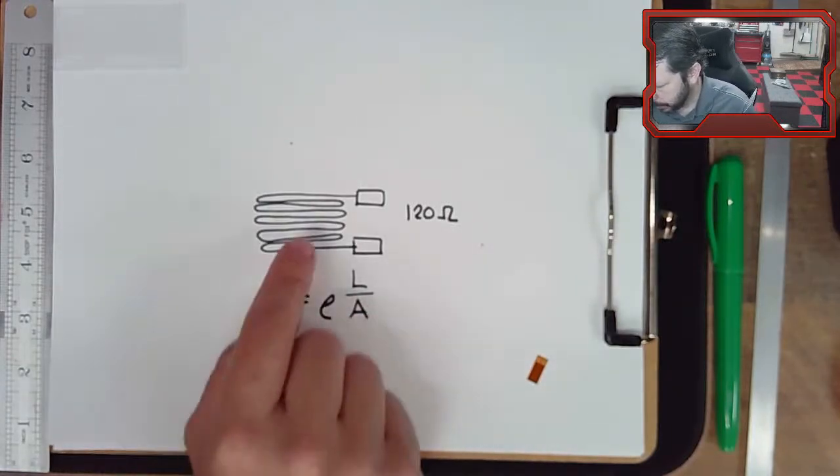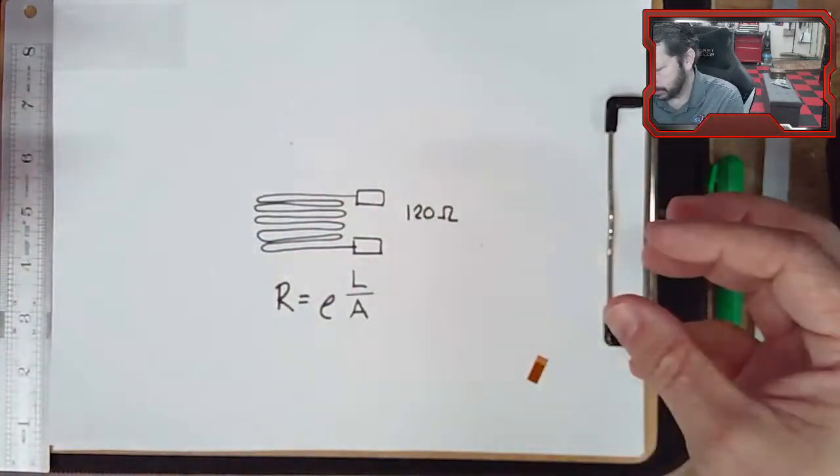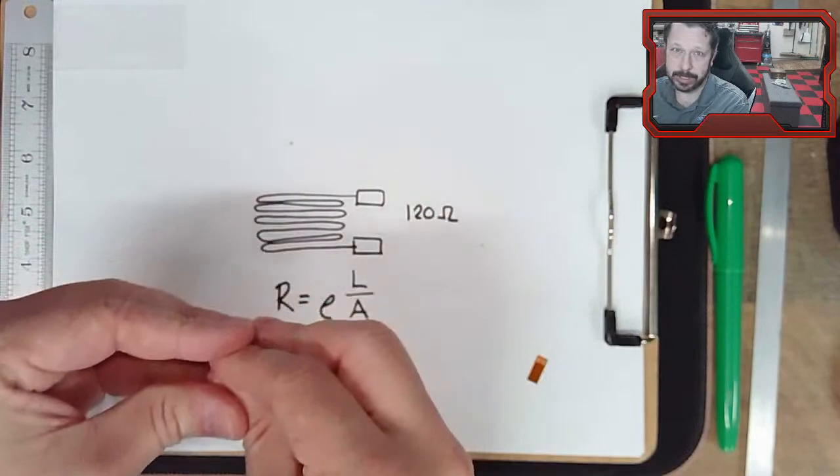And that's what I'm picking up on. I'm actually picking up on the change in area that has to do with whether I'm stretching this strain gauge or compressing this strain gauge.